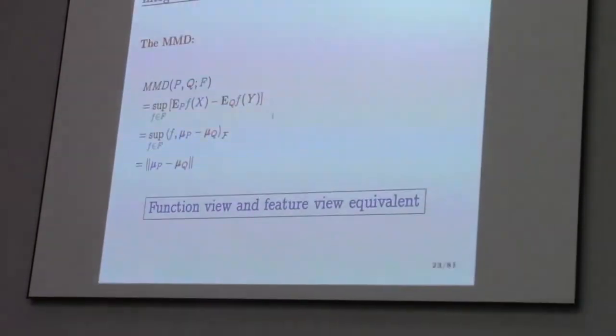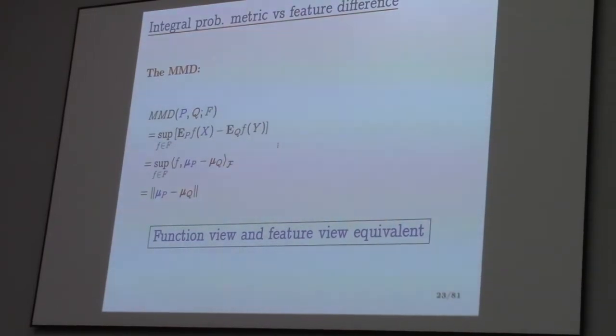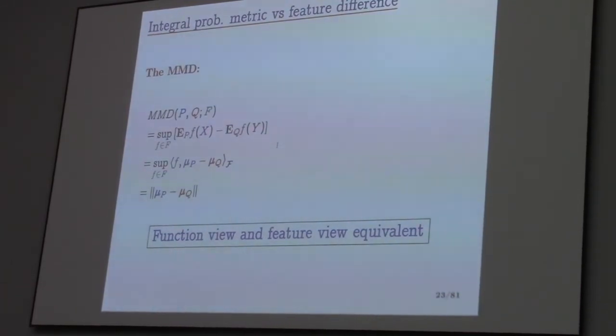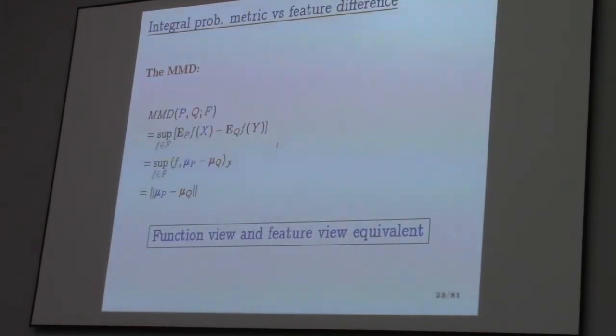So this is a very nice property because, in Hilbert spaces, the norm of the difference of expected features is the same as the integral probability metric. So this is nice. Function view and feature view are the same. Square? I didn't square it, I'm just looking at the norm, it's a square root already. Yes, exactly, norms.